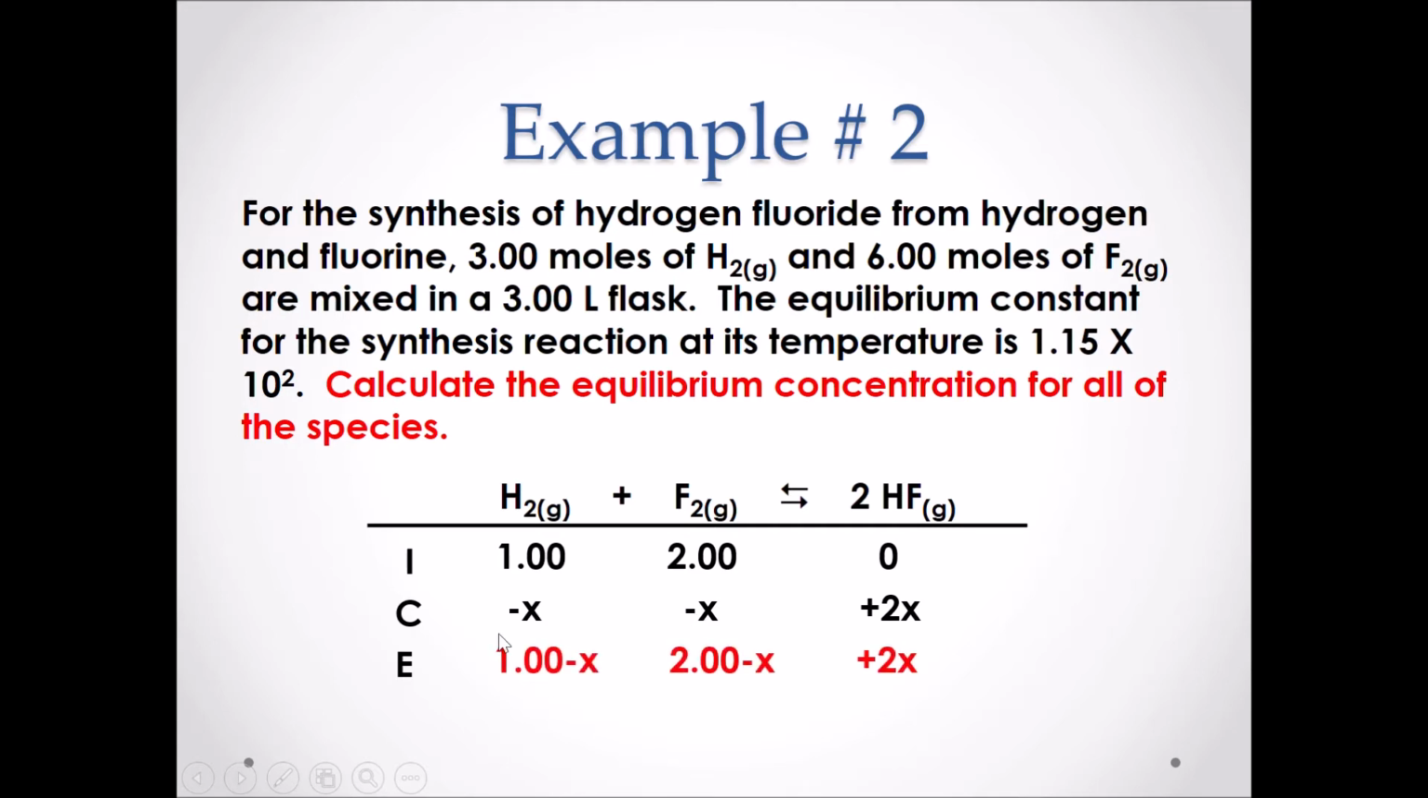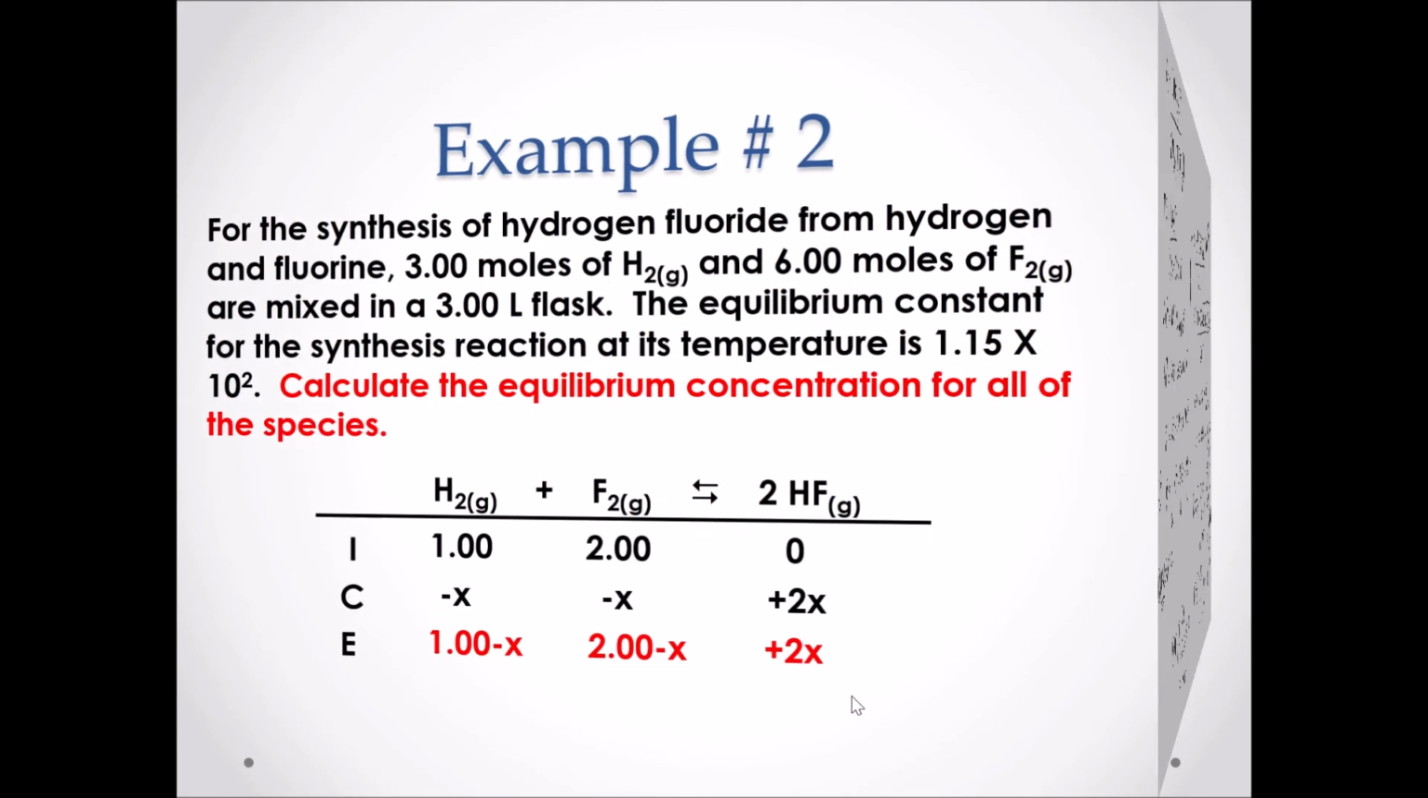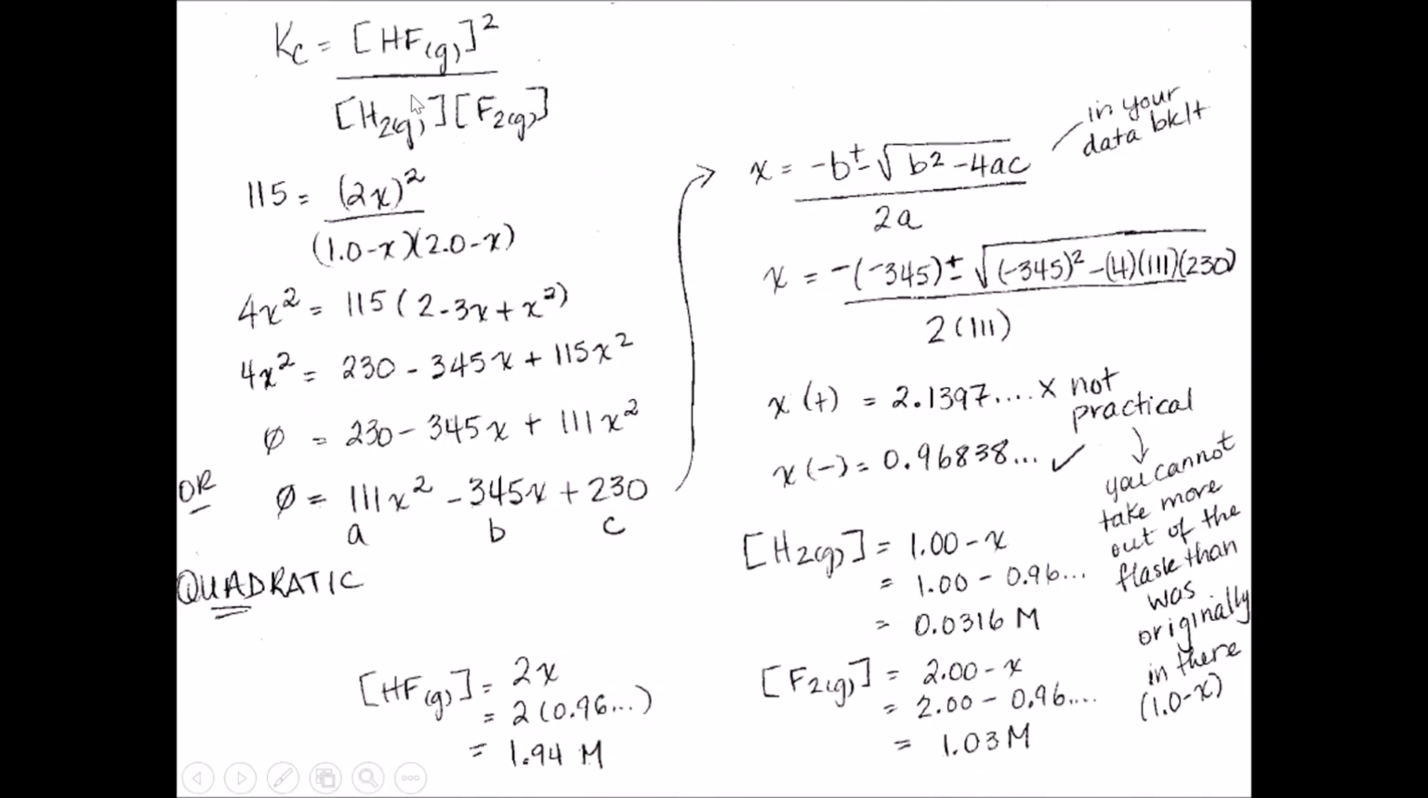At equilibrium, the concentration of each chemical species is equal to the following. We can then write our Kc expression, which is 115 equals 2x squared divided by (1.0 minus x) times (2.0 minus x). Unfortunately, we cannot square all terms in this equation, so we must move forward and cross multiply.